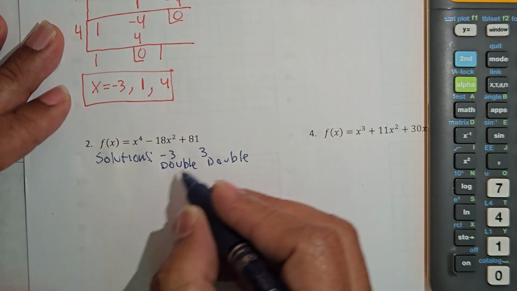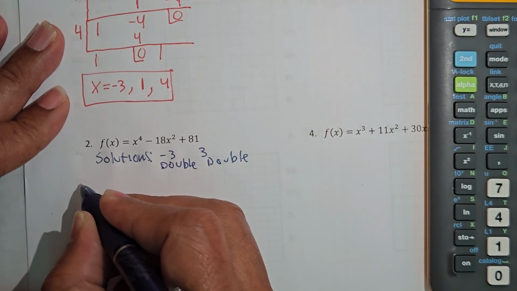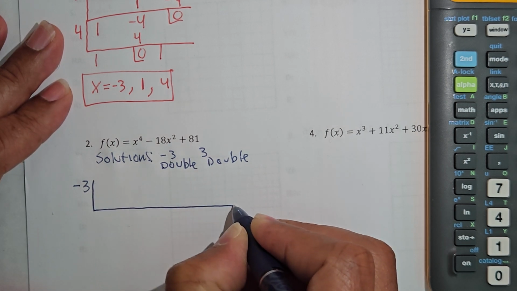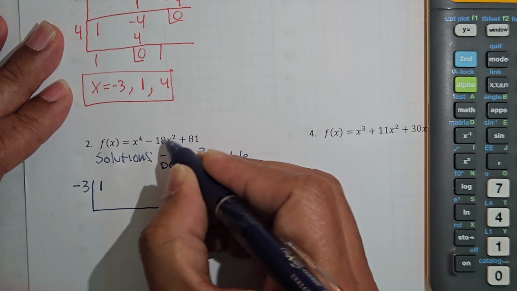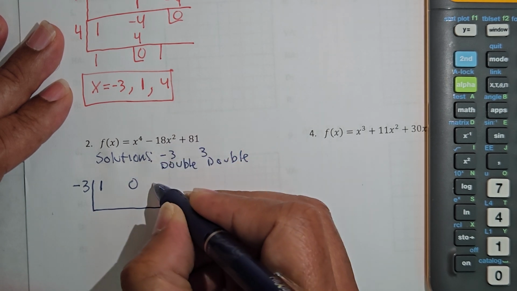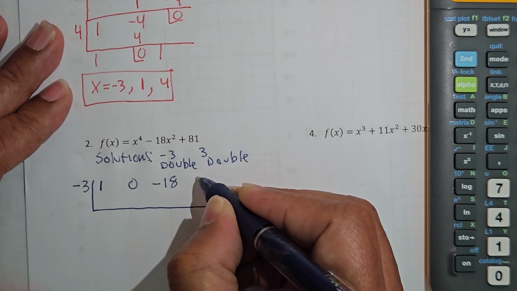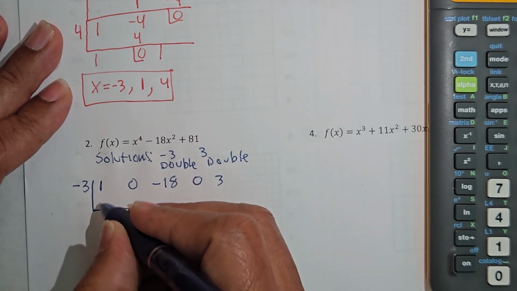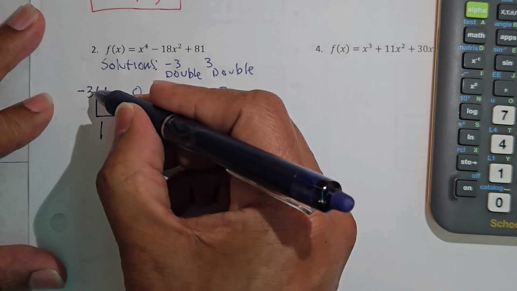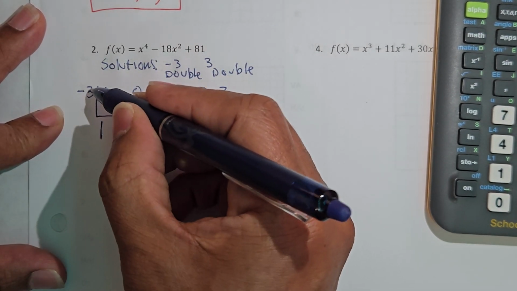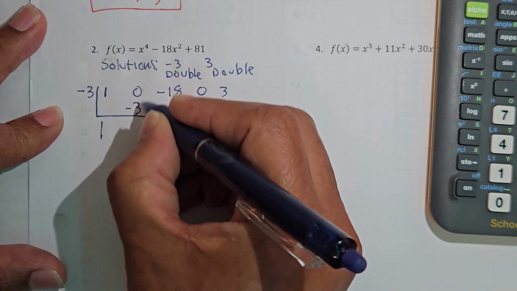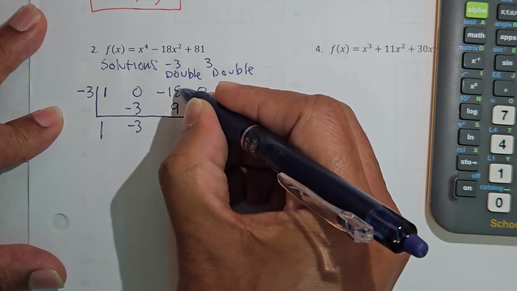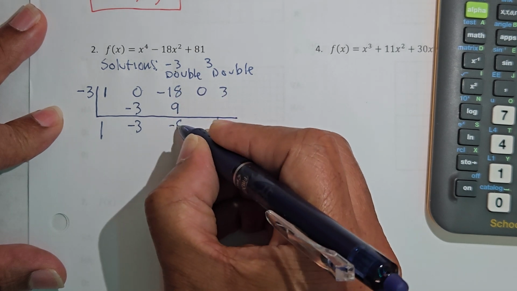Setting up synthetic division, one solution is -3. The coefficient of x to the fourth is 1. For x to the third, we don't have one, so 0. X to the second is -18. X to the first, we don't have one, so as a placeholder, 0. And then the constant is 81. Now divide using synthetic division. -3 times 1 is -3. 0 minus 3 is -3. -3 times -3 is +9. -18 plus 9 is -9.